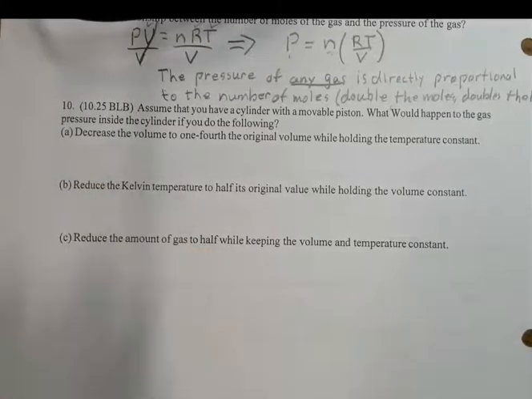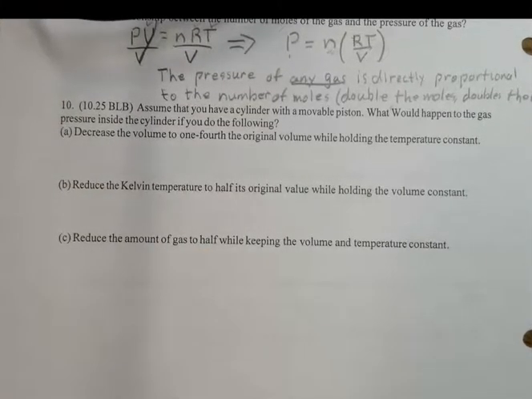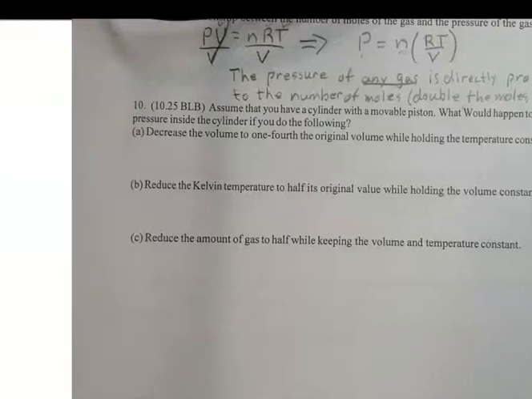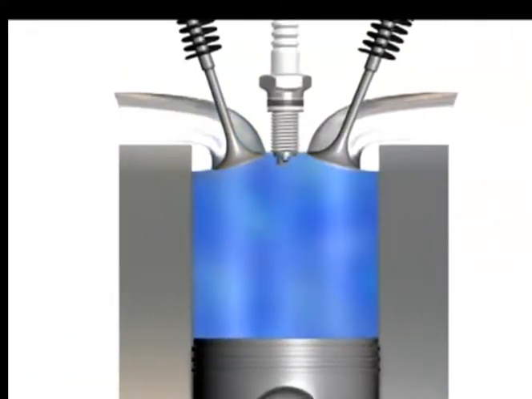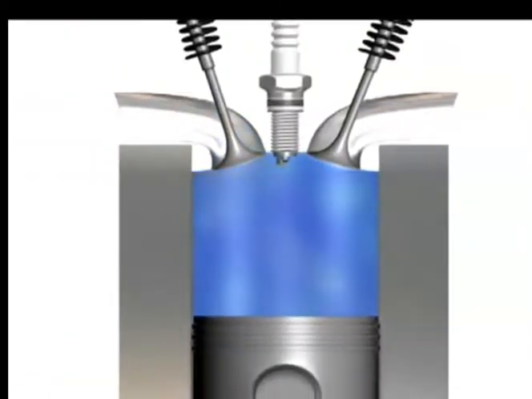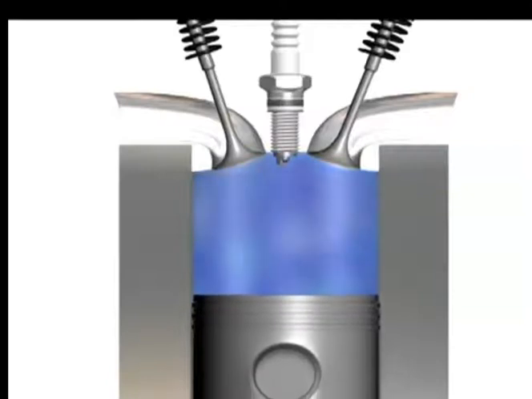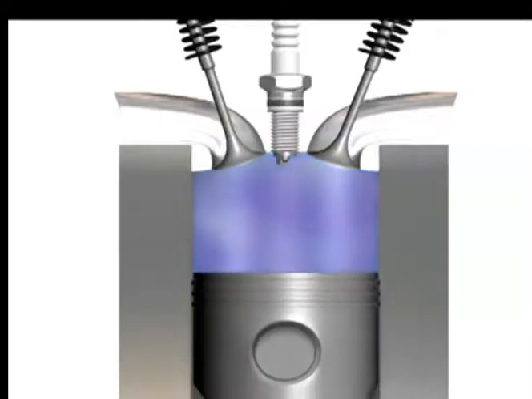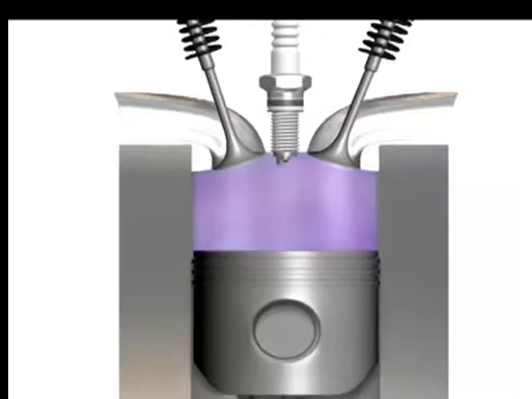Okay, so this one's from your book, and it's a fairly basic problem. Assume that you have a cylinder with a movable piston. What would happen to the gas pressure inside the cylinder if you do the following? Okay, so here's an animation of a piston and a cylinder. This is the type that you have in a car. It's called a 4-step compression piston.